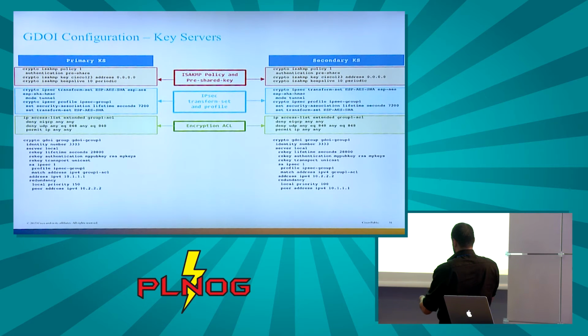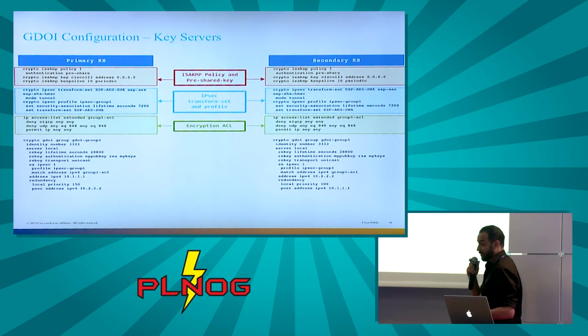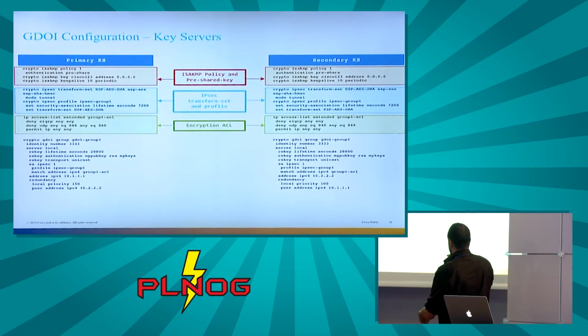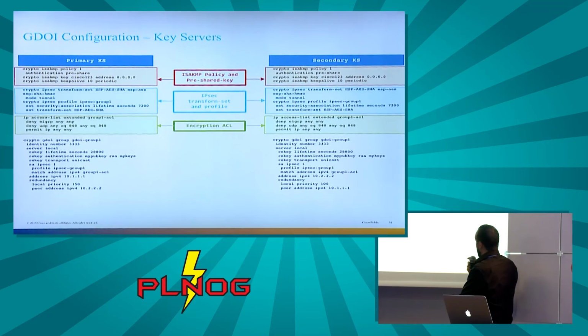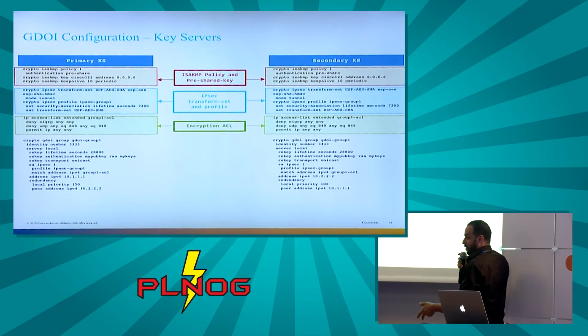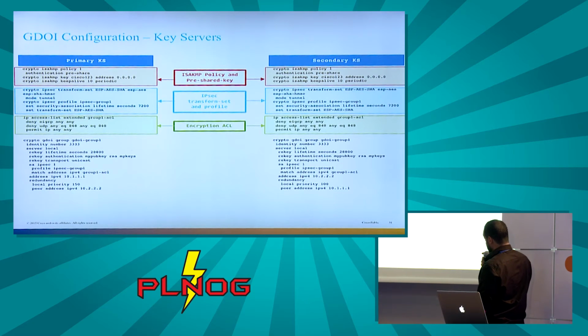Here you define which traffic you want to encrypt and which traffic you do not want to encrypt. So typically you will deny routing protocols and control plane protocols, management and things like that, and you will allow the rest.